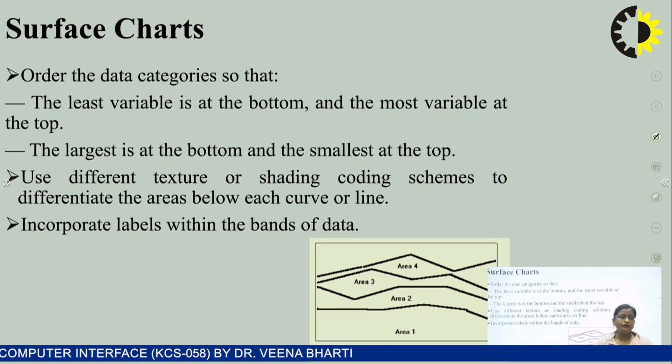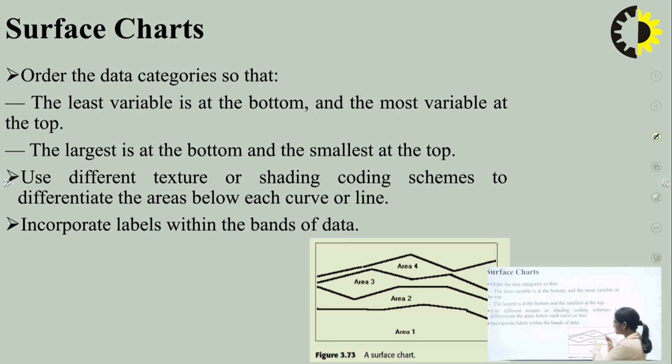Then second one is surface chart. So here is the surface chart. Surface chart means the area. This is the first area. This is the second area. This is the third area. This is the fourth area, in which we are showing our graph according to the area. So for that purpose, we are using our surface chart.